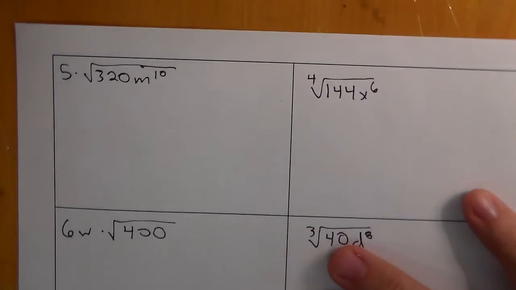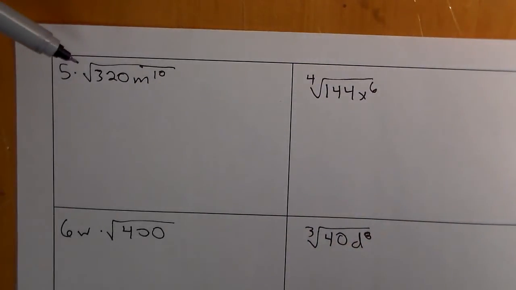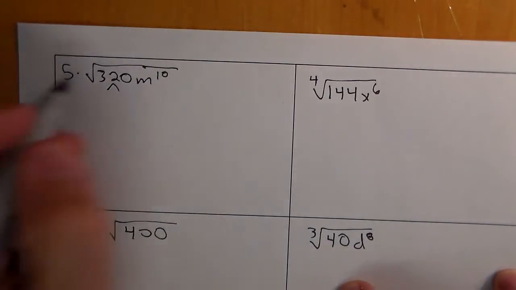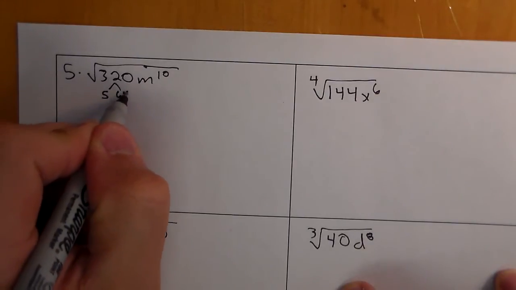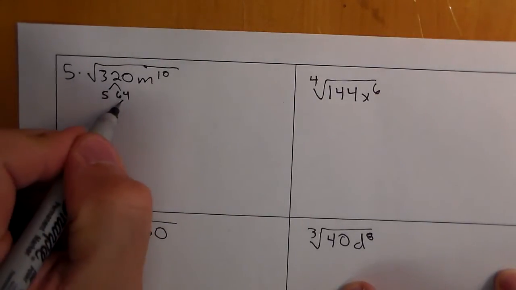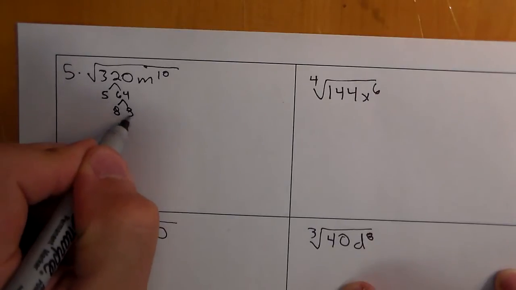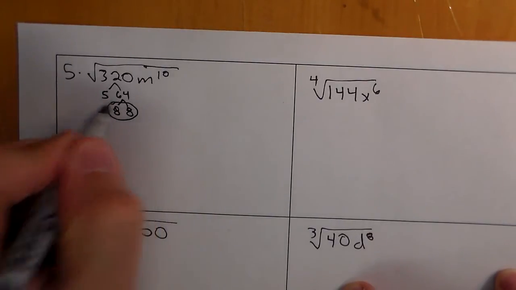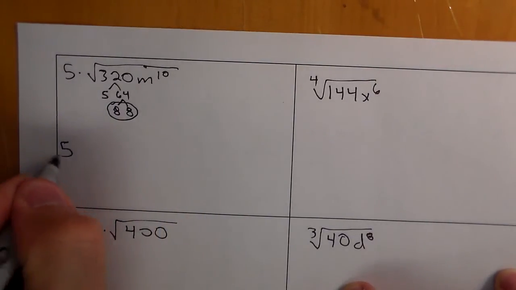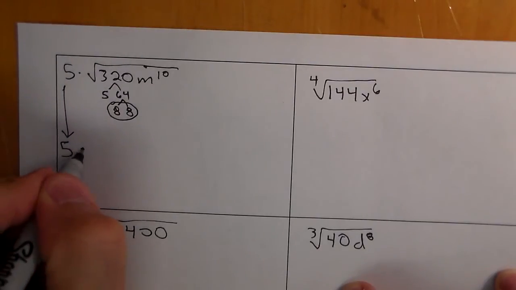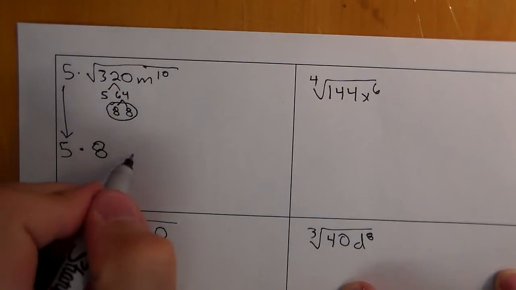So let's keep going. Now in the next one, the square root of 320m to the 10th with a 5 on the outside. The 5 is just a number to multiply by. It's a coefficient out in front. If I have any numbers on the outside, I'll multiply by that. But let's start at 320. 320 is 5 times 64. 64 is 8 times 8. So I'm going to take out a set of 8s. So bringing down the 5, bring out a set of 8.